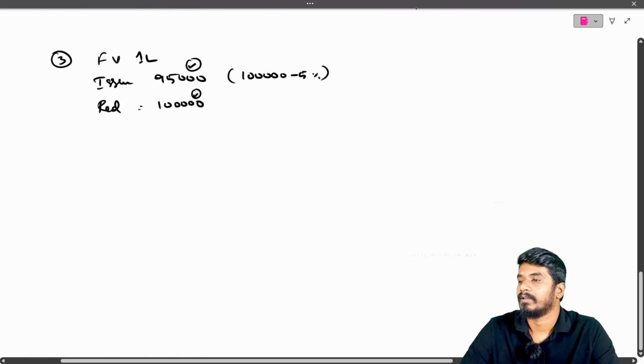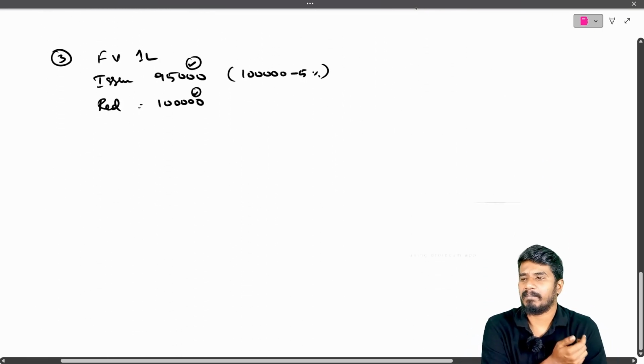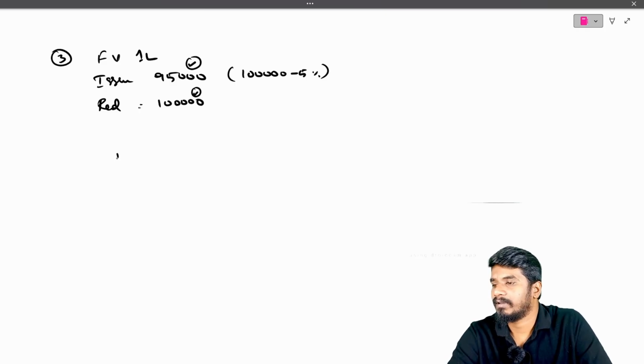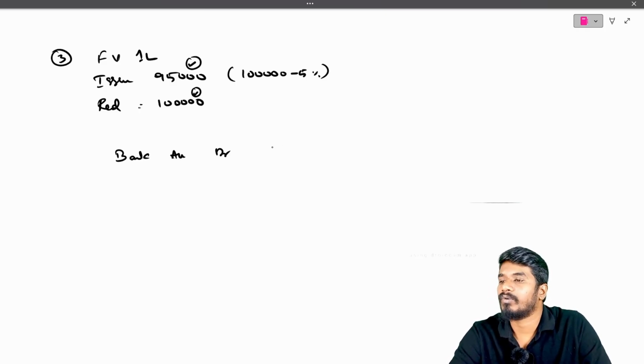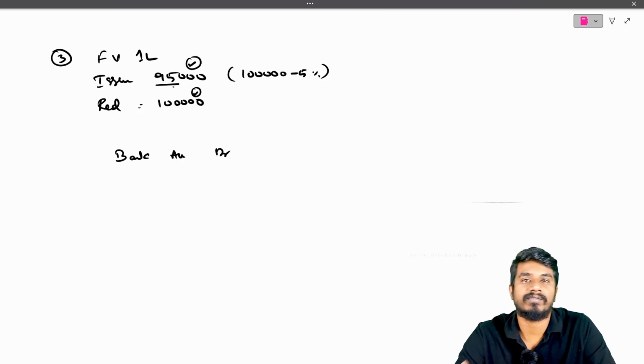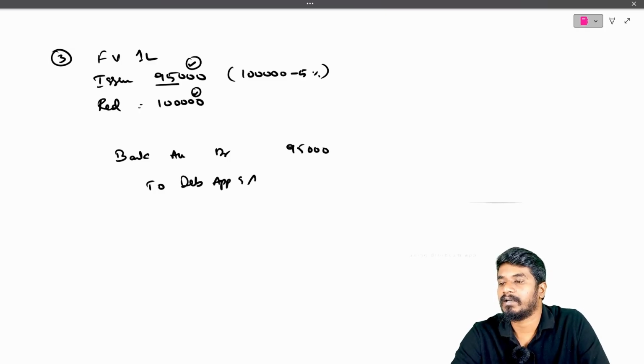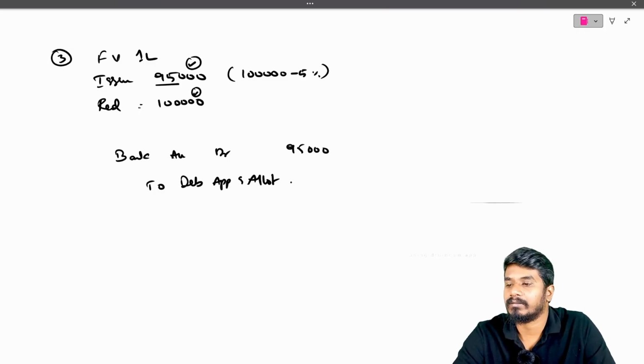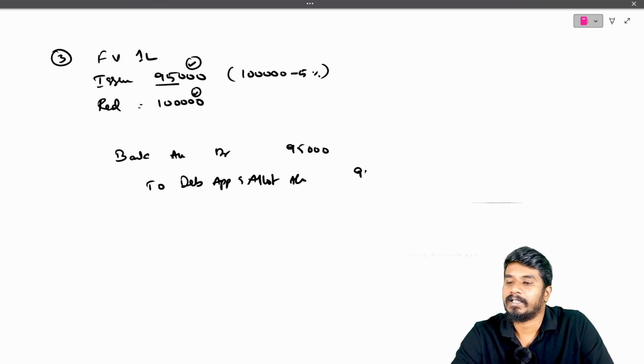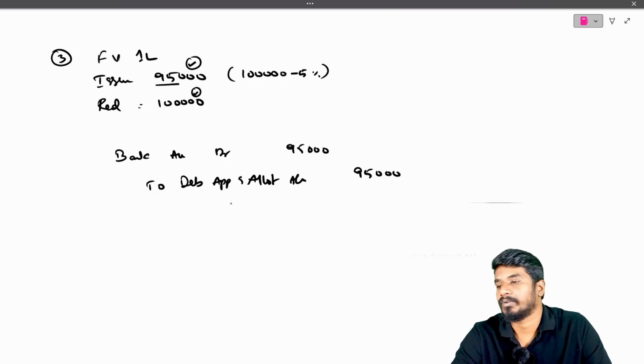Par. Let us journalize. The first entry is same. Bank account will get debited. That is usual. Bank account will get debited for how much? For 95,000 we are receiving. Right. So 95,000. To second, debenture application and allotment, it is a temporary account, will get credited for same 95,000. Now we will debit the same, we will reverse it.